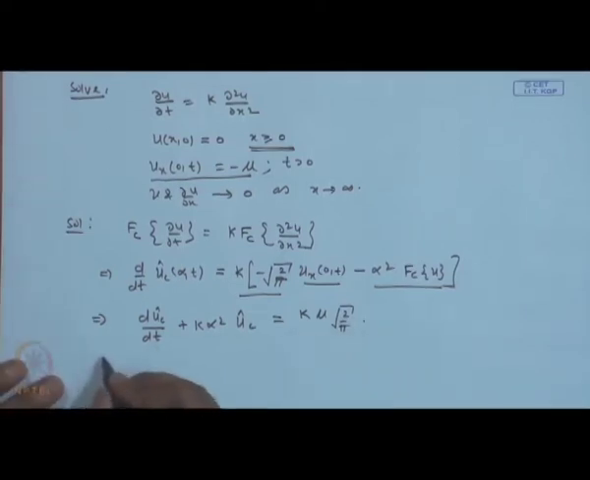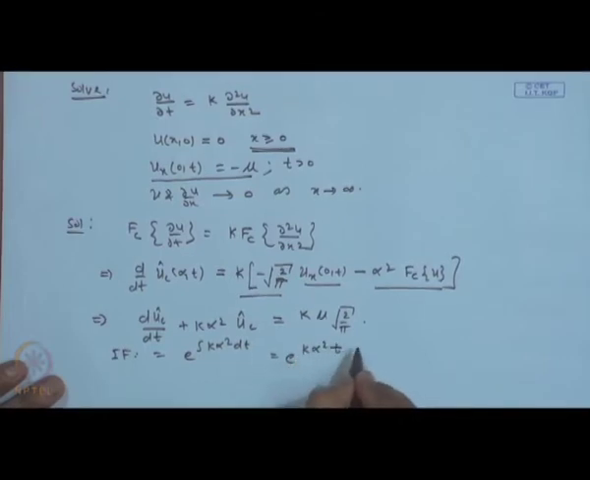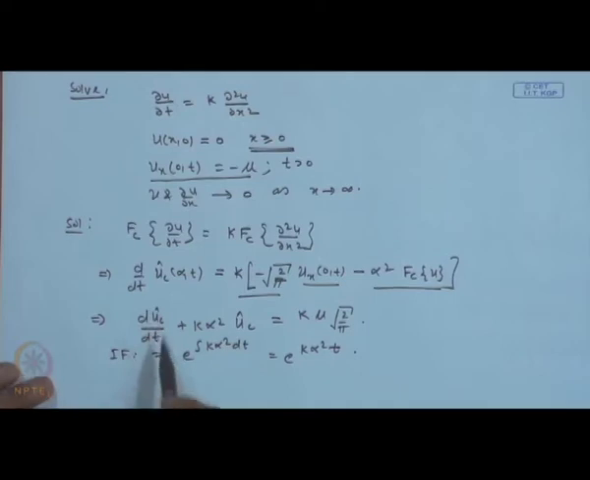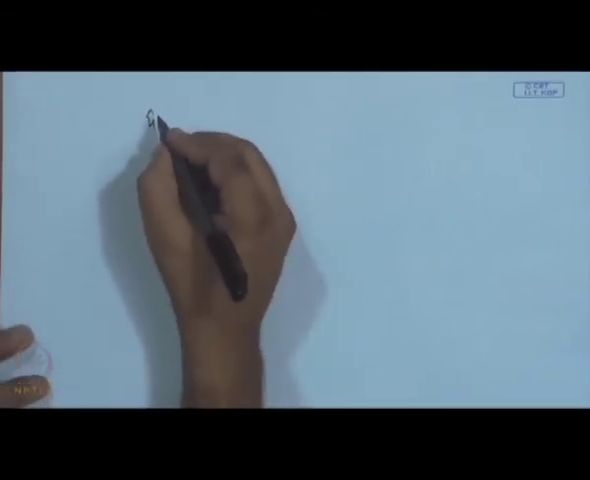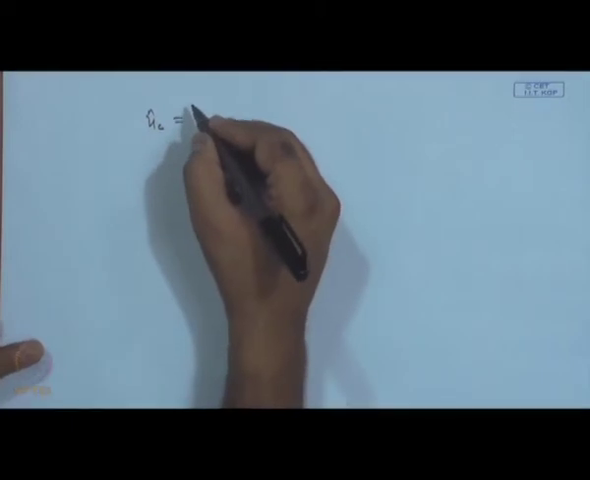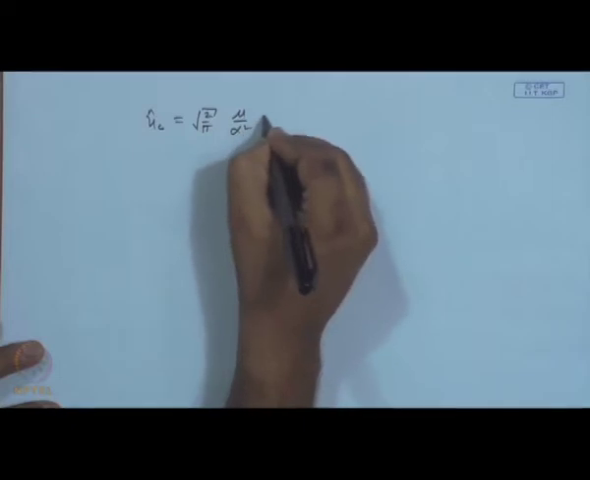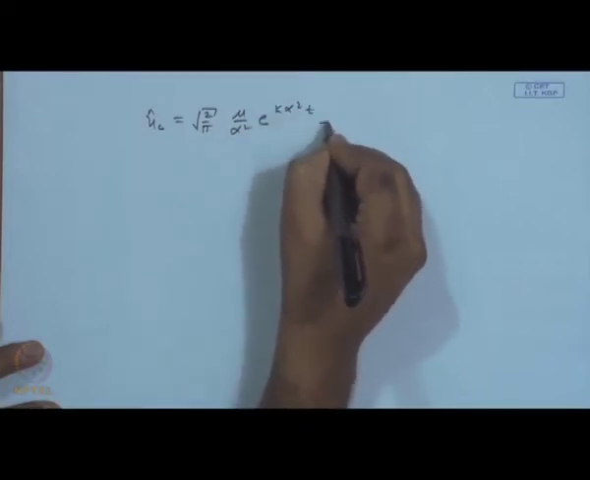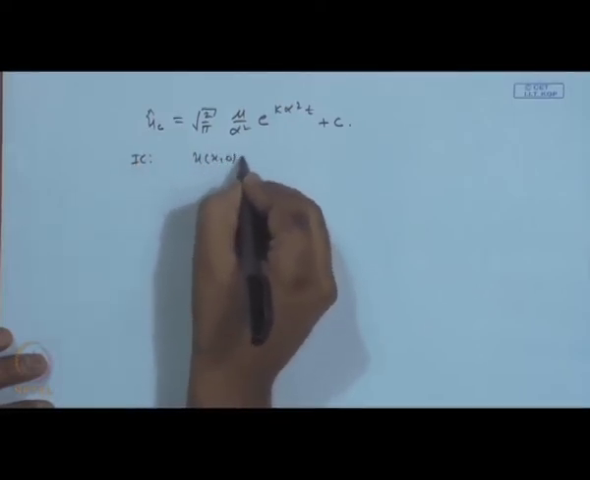Again we solve this linear equation. The integrating factor is e^(kα²t), and then we get the solution. I am writing this solution directly. That solution, in terms of the u cosine transform, will be the square root of 2 over pi, μ over α², e^(kα²t) plus a constant. Again, the initial condition is given that u(x, 0) is 0.